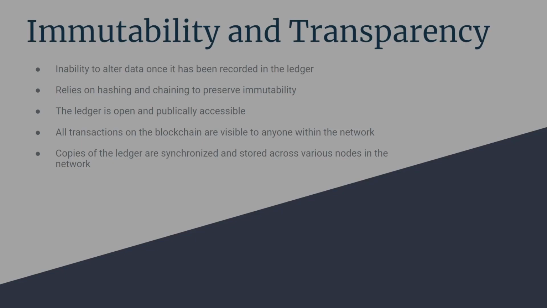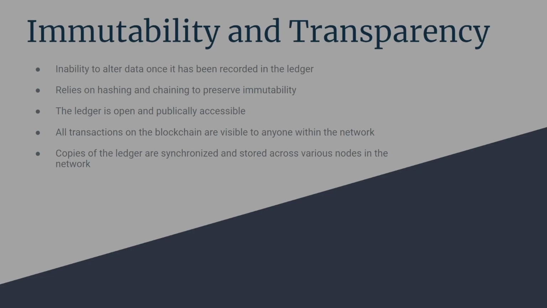The ledger or blockchain is also immutable. This means that once data is recorded to the ledger, it cannot be changed. To further preserve this immutability, each block has a hash, as we mentioned beforehand, which serves as a unique identifier. Additionally, each block includes the previous block's hash, linking all the blocks together. So each block is cryptographically linked to its predecessor, ensuring integrity and immutability.